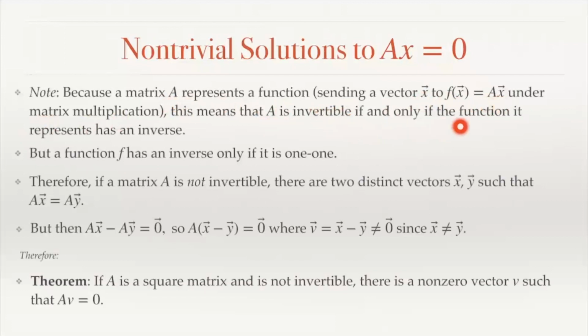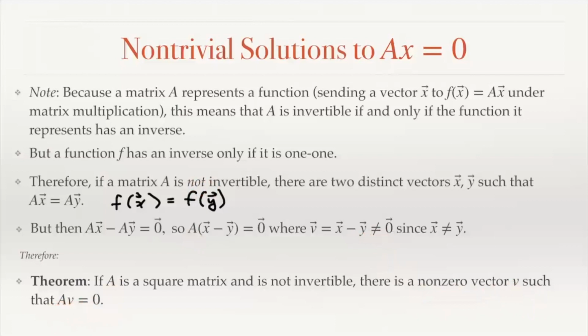That means that A is invertible if and only if the function that it represents has an inverse. But a function f has an inverse if and only if it is a 1-1 function. Therefore, if a matrix is not invertible, then there are two distinct vectors, x and y, that the matrix sends to the same place. This is just saying that the function that it corresponds to sends two different inputs to the same output. But if that's the case, then subtracting Ay from both sides, we have this. And then factoring out the A, we have this, but x and y were different inputs. So where v is their difference, that difference is not 0.